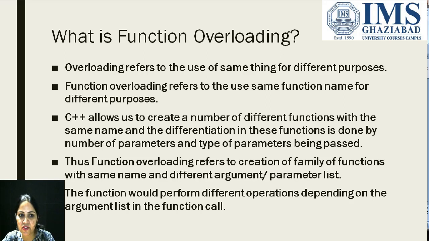So function overloading refers to the use of same function name for different purposes, and C++ allows us to create a number of different functions with the same name, and the differentiation is done on the basis of number of parameters and type of parameters being passed. For example, I have a function named sum, and in this we have passed three integer type parameters, int, int, int, and I have one more function sum, and in this I have int comma float. Now here we have two parameters, int comma float, and in the first case we have three parameters. So in C++ we can have multiple same name functions, but these should be differentiated on the basis of number of parameters and type of parameters being passed.